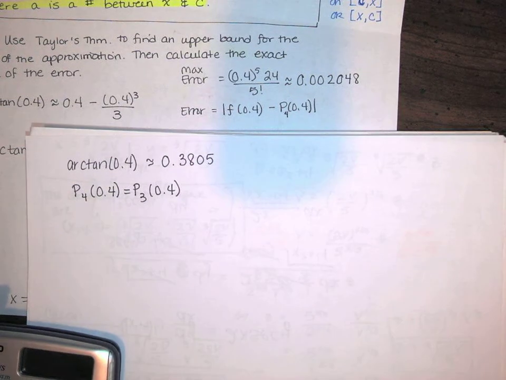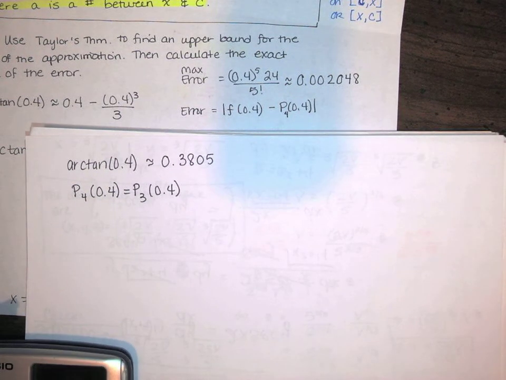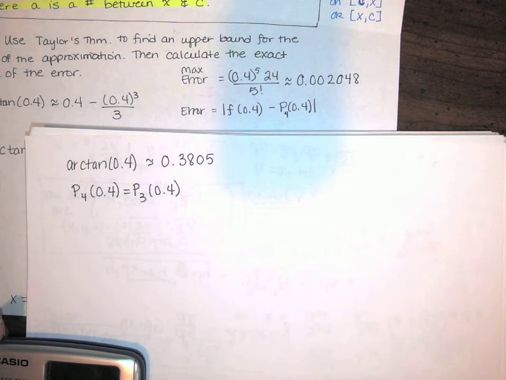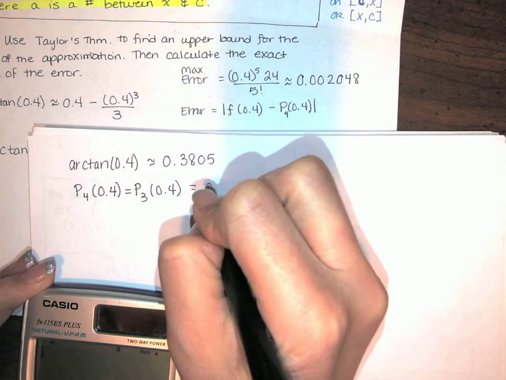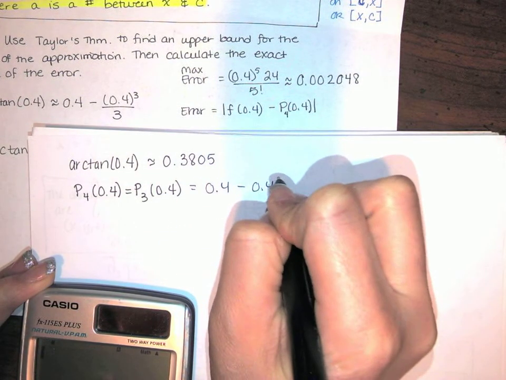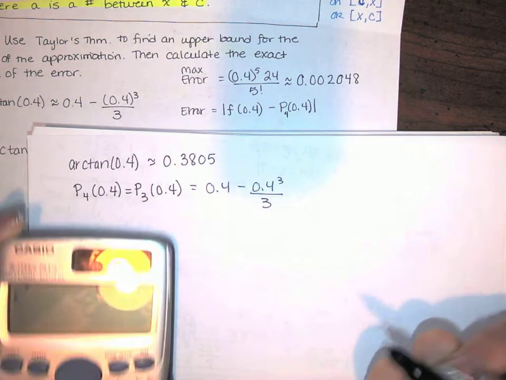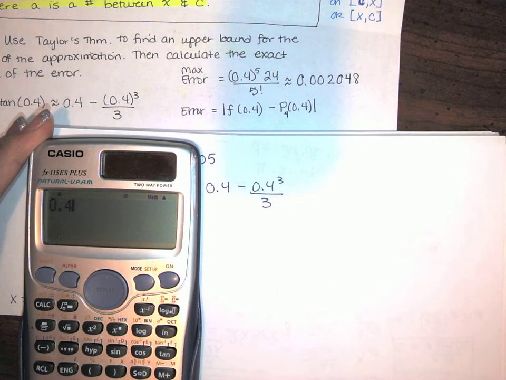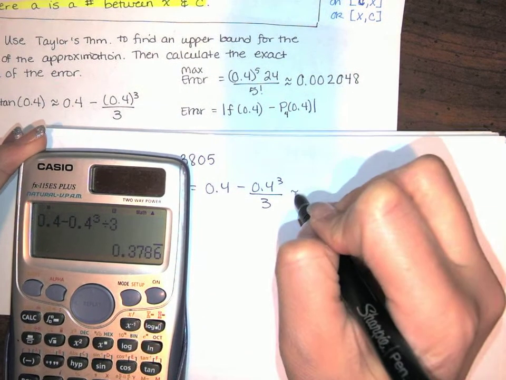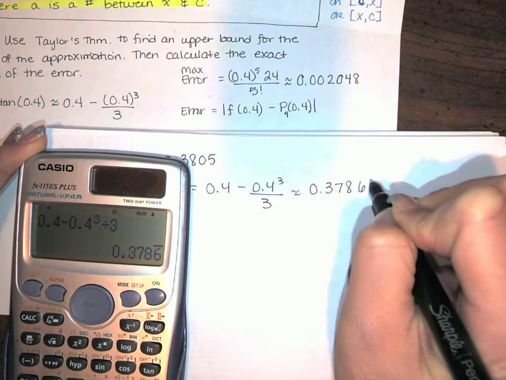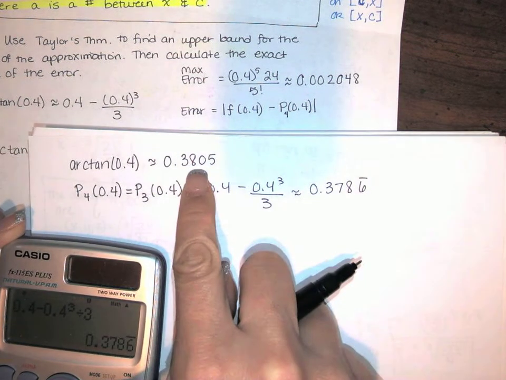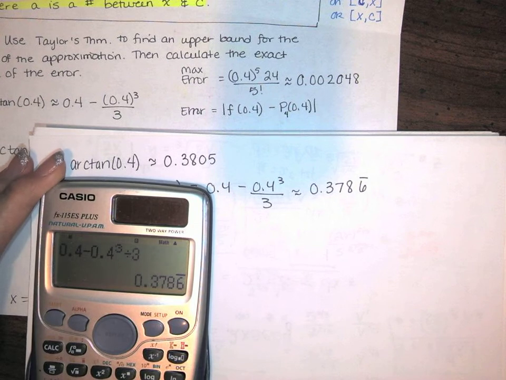it's the third order or third degree Maclaurin polynomial, which happens to be the same as the fourth order polynomial. So that's 0.4 minus 0.4 cubed, all divided by 3. And let's do the math. We do 0.4 minus 0.4 cubed, all over 3. And we get 0.3786 repeating.